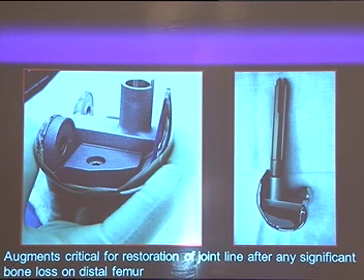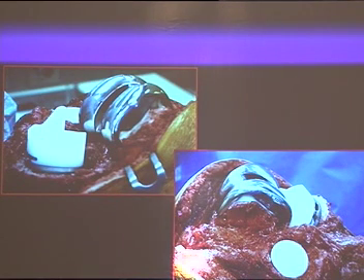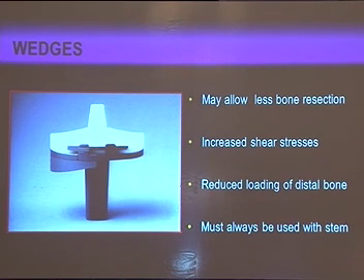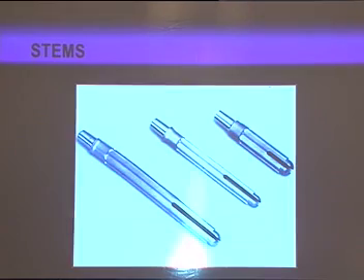Now, these are the augments used for restoration of the joint line after any significant bone loss in either, this is the femur, and this is the picture with us intraoperatively. We use augments to raise the distal femur and approach the joint line. We will also use wedges. They of course allow less bone resection because of the structure. They increase the shear stresses and they reduce the loading of the distal bone. But they must also always be used with a stem.